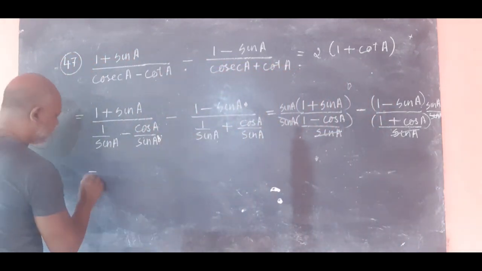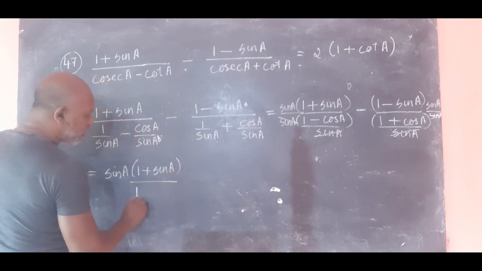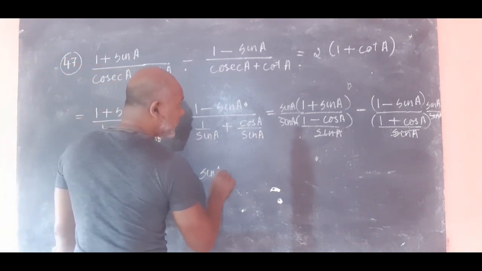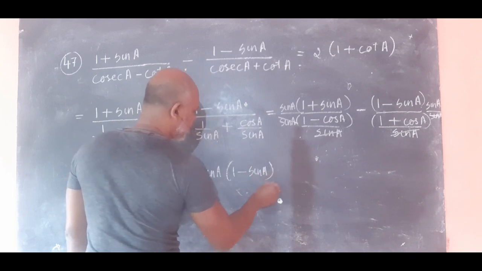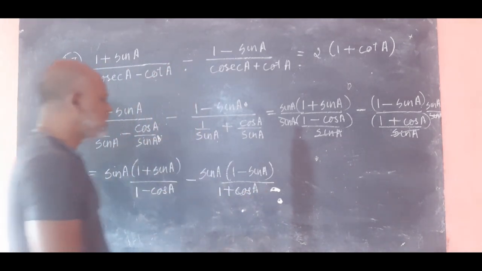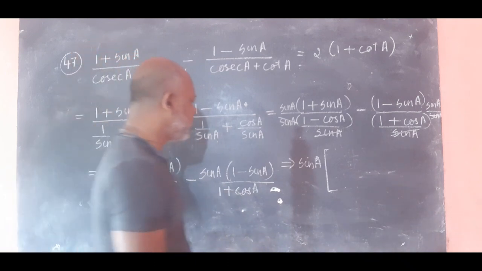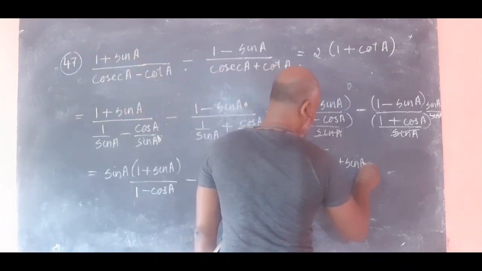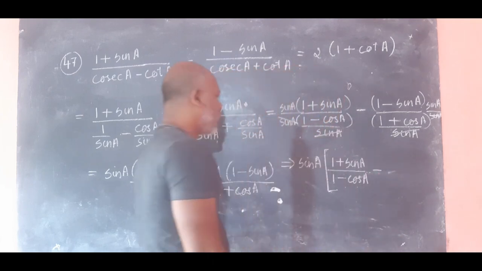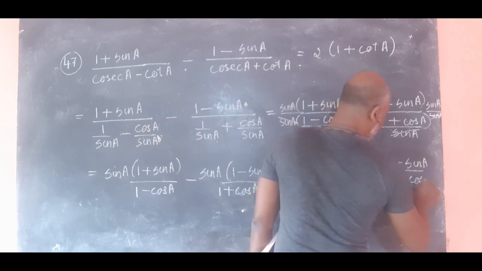So now we can write sin a into (1 plus sin a) by (1 minus cos a), minus sin a into (1 minus sin a) by (1 plus cos a). We can pull out sin a common. So now we have sin a, and inside the bracket we have (1 plus sin a) by (1 minus cos a) minus (1 minus sin a) by (1 plus cos a).